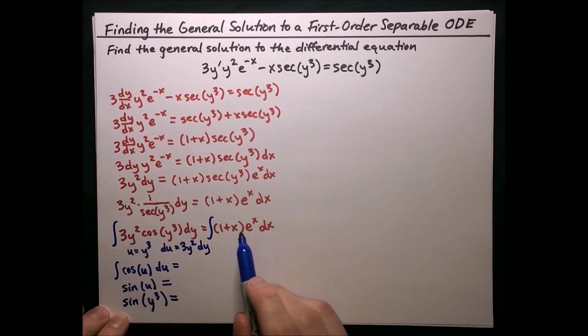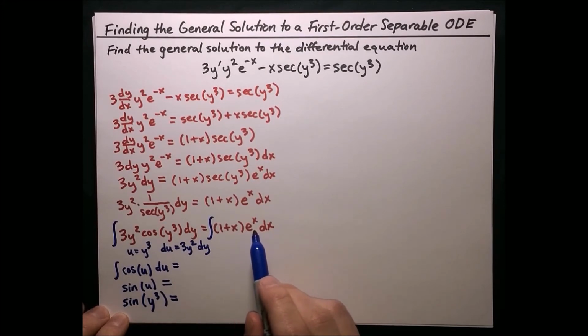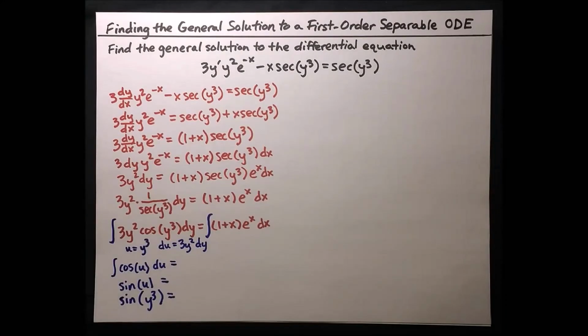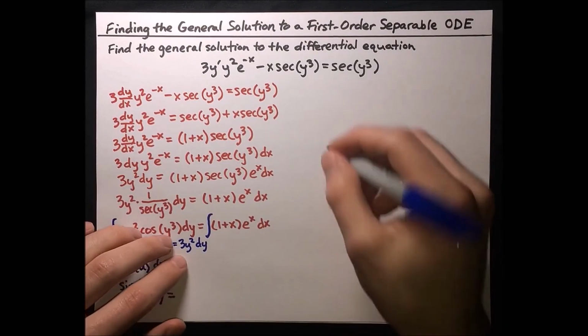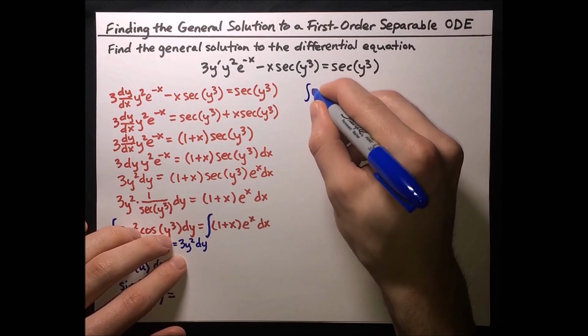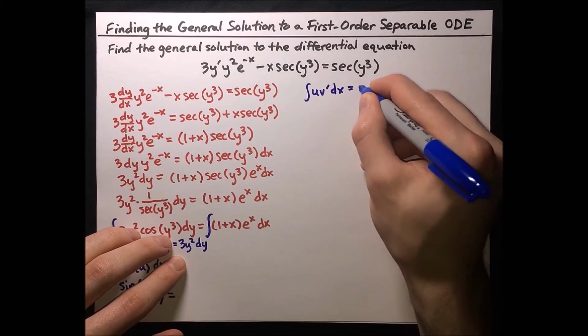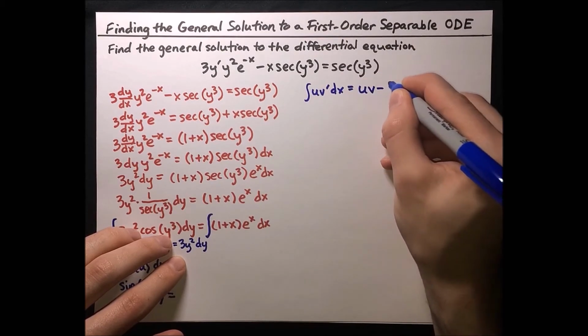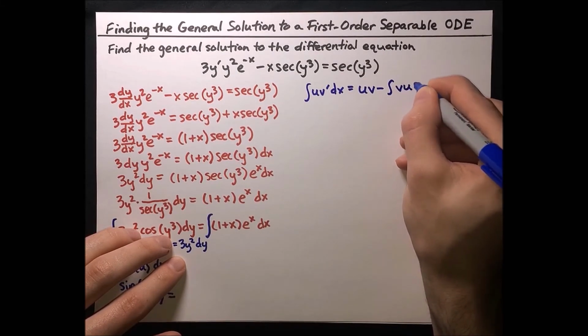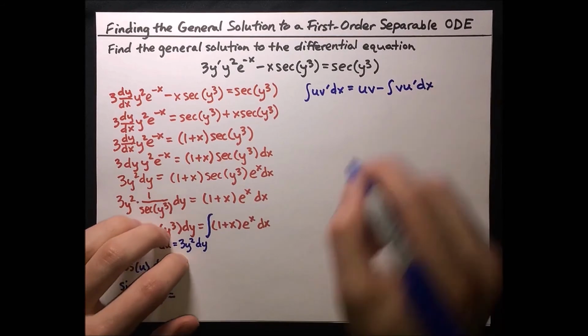And the other integral is going to be a little bit more tricky. This one is going to require integration by parts. So remember our formula for integration by parts? We'll just write it up here. Integral of u v prime dx is equal to u times v minus integral of v u prime dx.